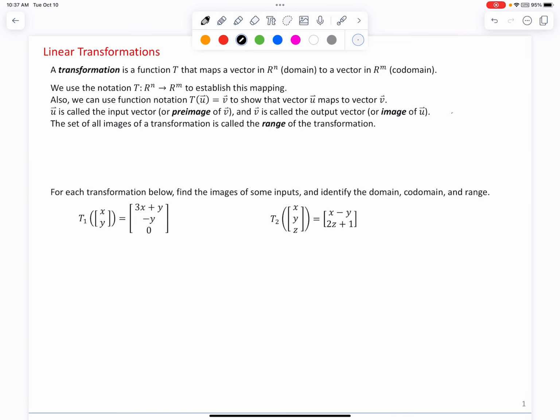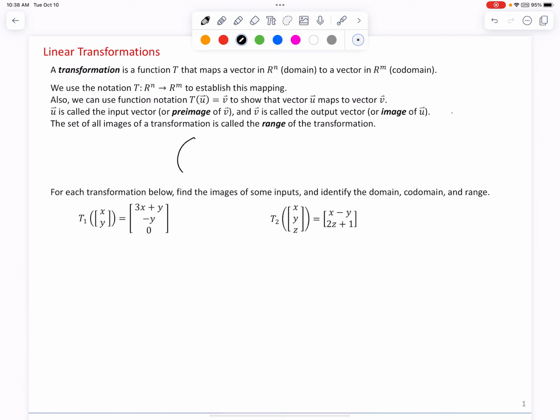Now, a transformation is a function, capital T, that maps a vector in Rn, which we call the domain, to a vector in Rm, which we call the codomain. Now, n and m don't have to be the same number, or they could be the same number. We use the notation capital T, colon, Rn, arrow pointing at Rm to establish this mapping.